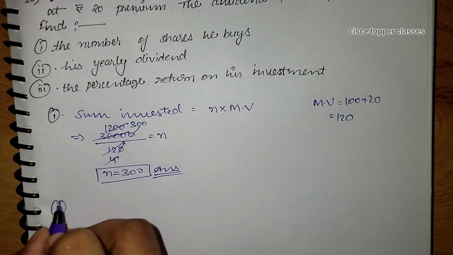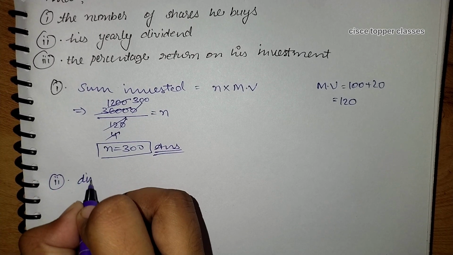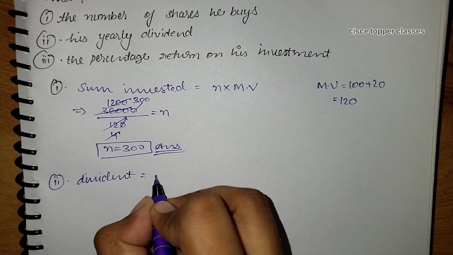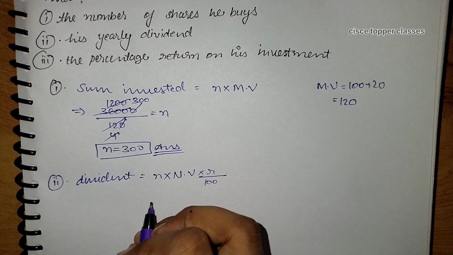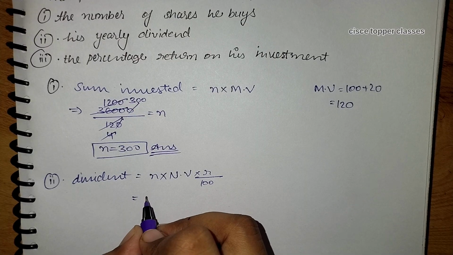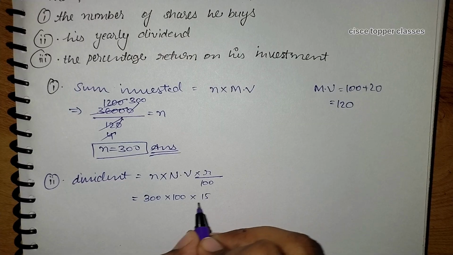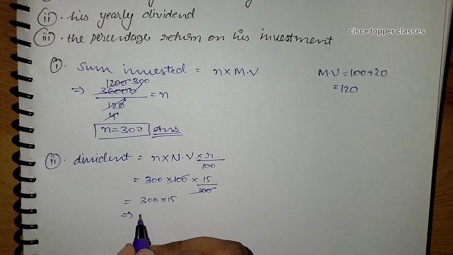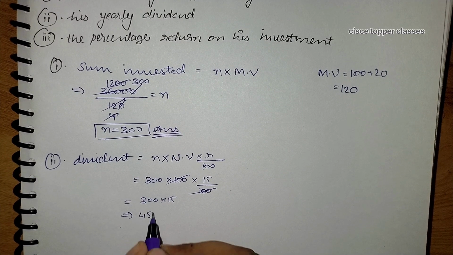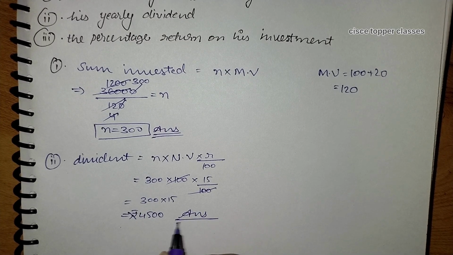The second part says we have to find his yearly dividend. Yearly dividend means annual income only. So the dividend formula we also know, that is number of shares into nominal value into rate by 100. So number of shares is 300, nominal value is 100, rate percent is 15% divided by 100. So this will be cancelled out. Here we will get 300 into 15, and 15 into 3 will be 4500 as the dividend, the annual income. Rupees 4500 is the answer in the second part.